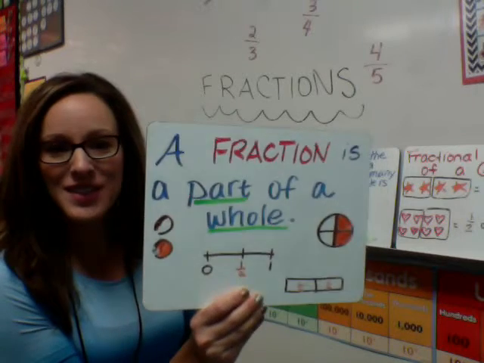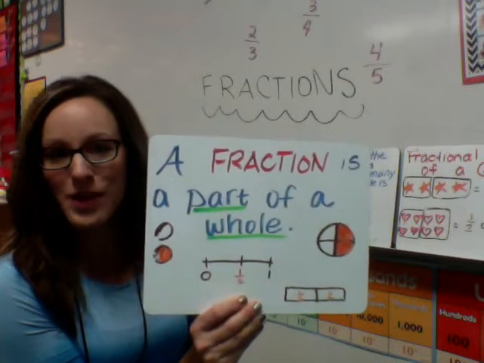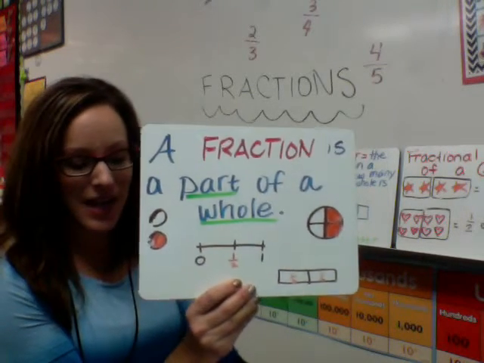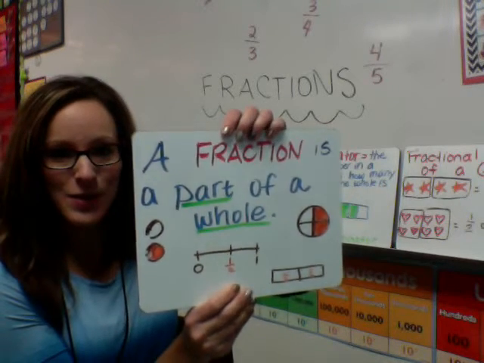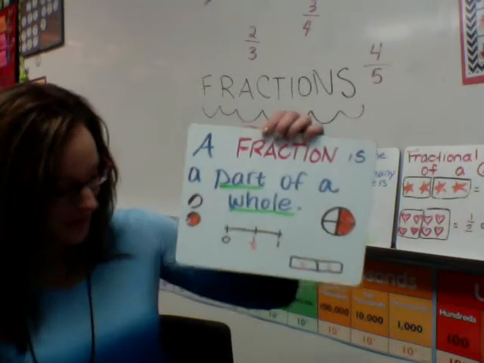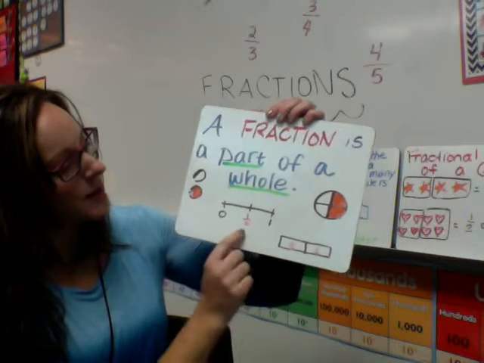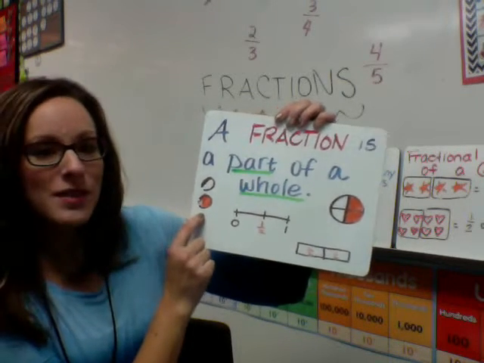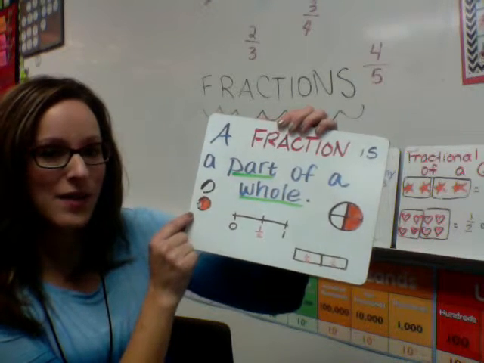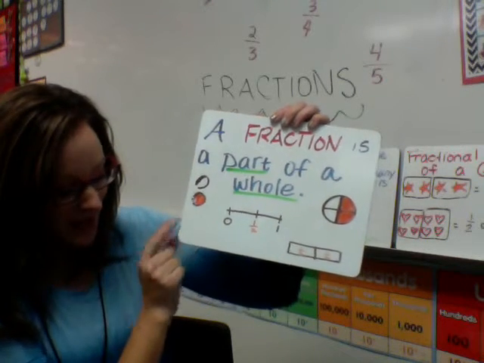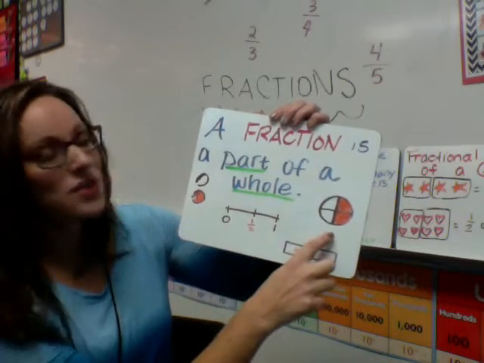Now here you can see that I've represented part of a whole in a few different ways. I have used a number line. I have used fractional bars, parts of a set. I have two circles in this set and one half of that set is colored in. And I've also used a shape model.